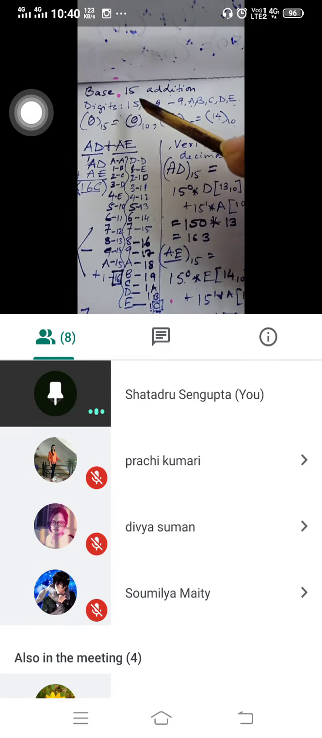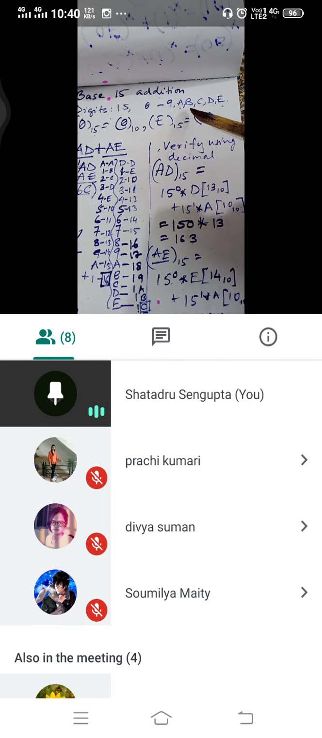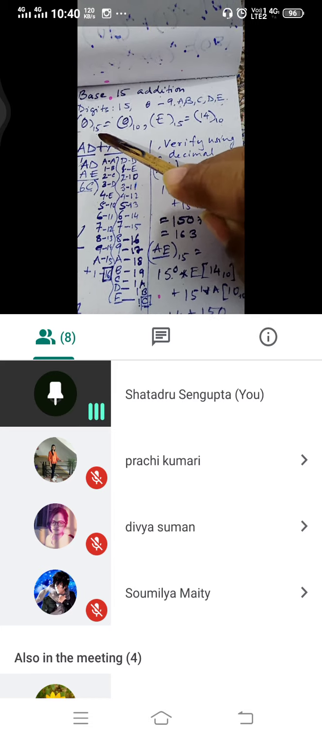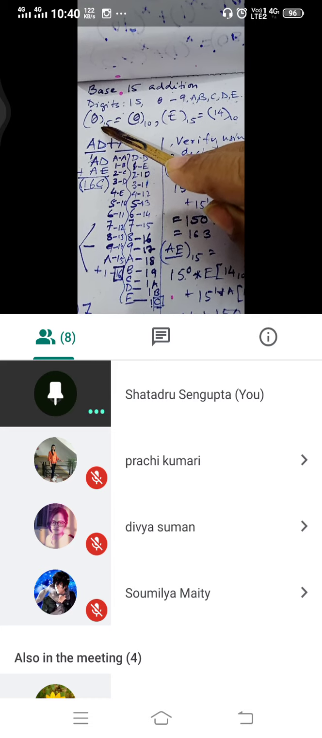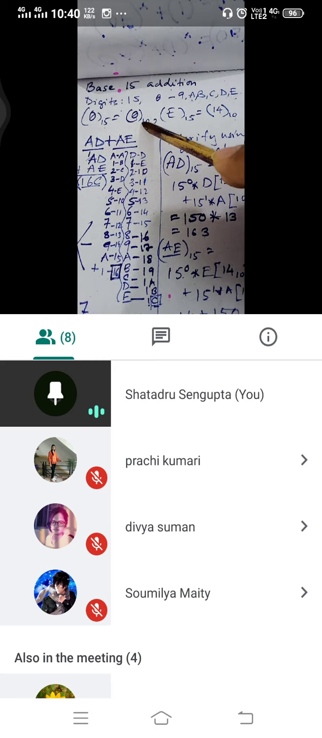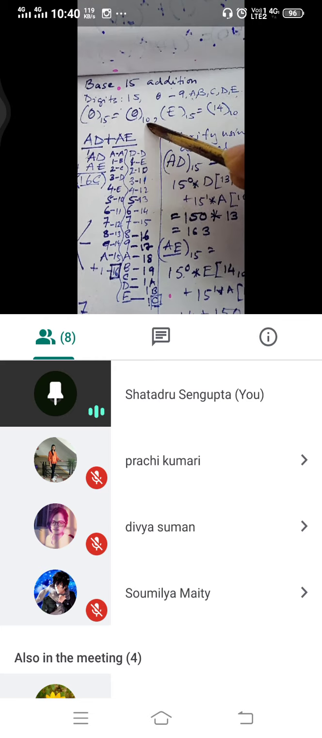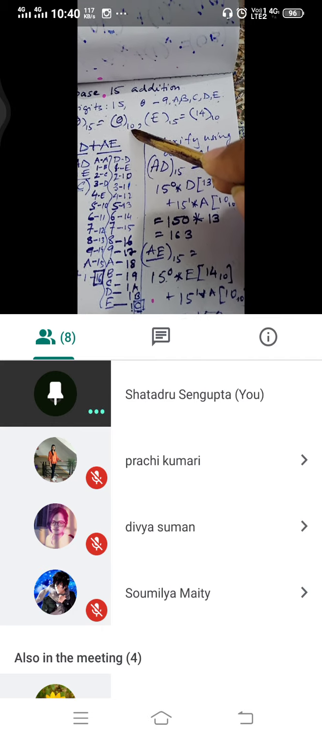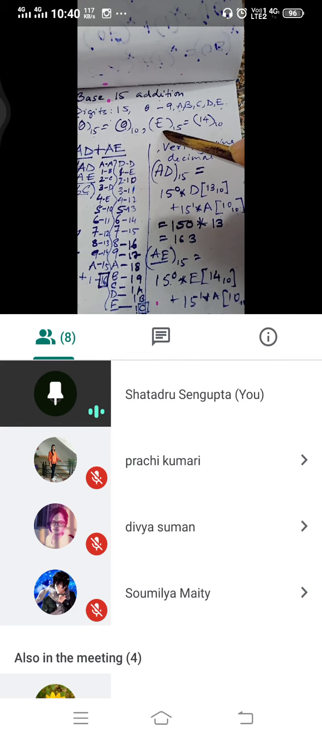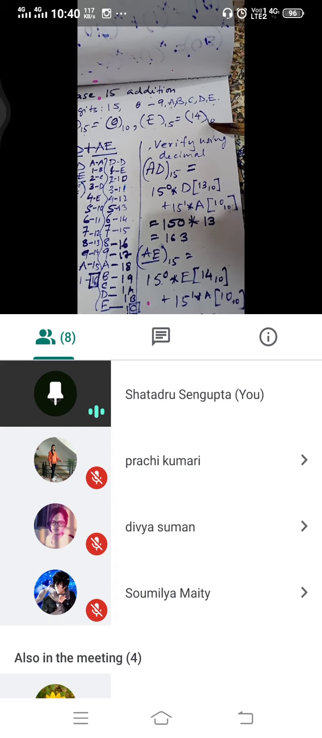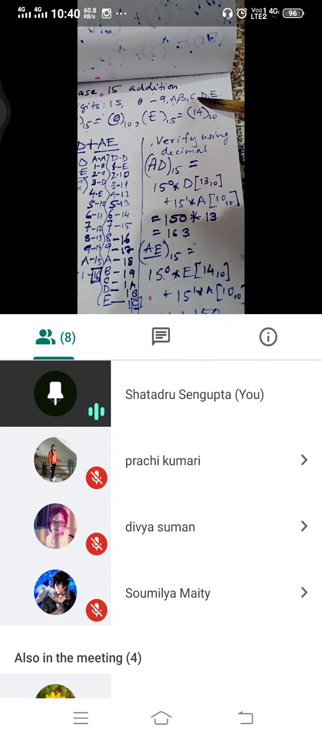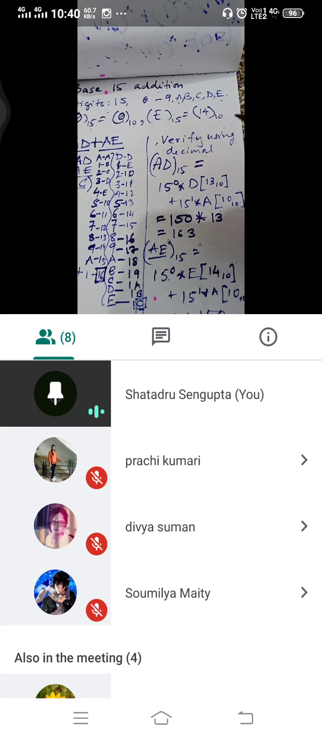The digits are 0 to 9 and then A, B, C, D, E. As you can guess, 0 in base 15 is also 0 in base 10, in decimal. But the last digit, E, is actually 14 in decimal. So you can guess 9, 10, 11, 12, 13, 14.